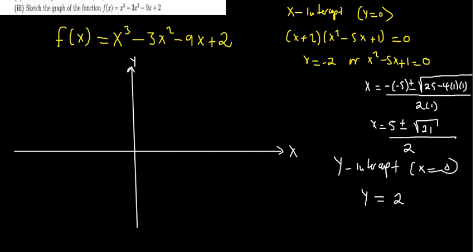So just put the x and y intercepts. The y-intercept is 2. The x-intercept we found is negative 2. We've also found these two values. Now you just need to know the approximate value of this one.